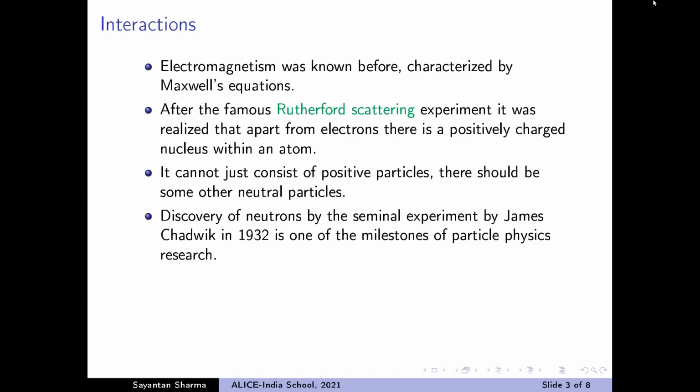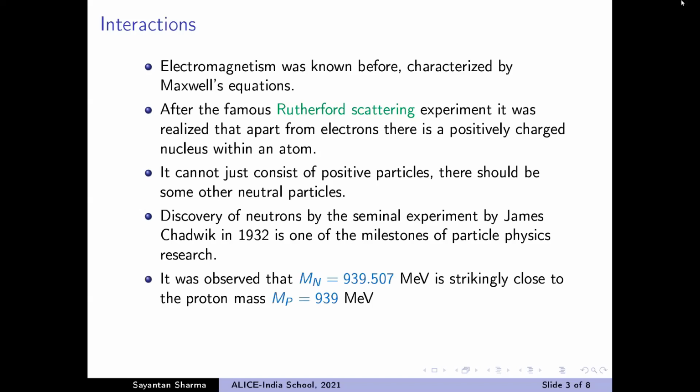But of course, it was hypothesized that there are neutral particles inside the nucleus. And it is very difficult to detect a neutral particle. But there was this very ingenious experiment by James Chadwick, which is one of the milestones in particle physics research, where he discovered neutrons. And with the discovery of neutrons, it was seen that the neutron mass comes out to be 939 MeV, which is very close to the proton mass. Sorry, there was some mistake here. The proton mass, I didn't update it. So the main point is the neutrons and the protons are very close to each other.